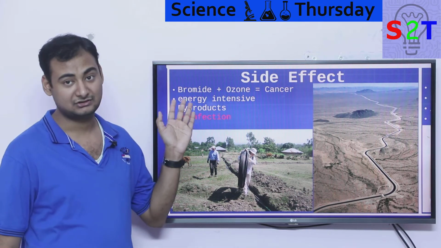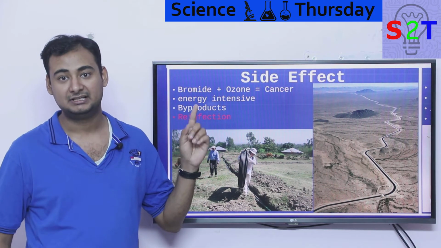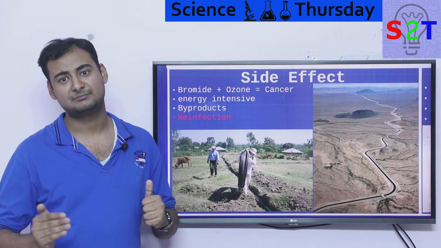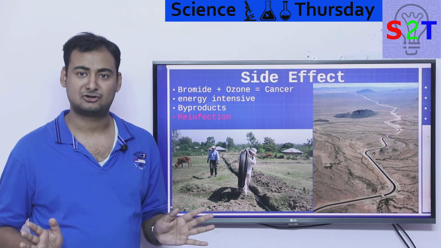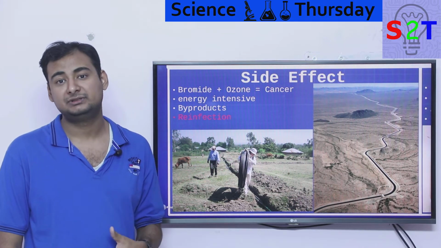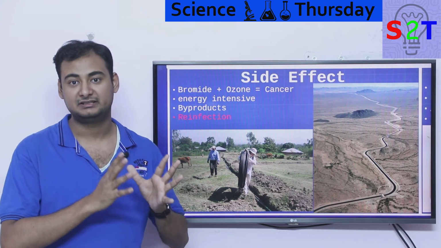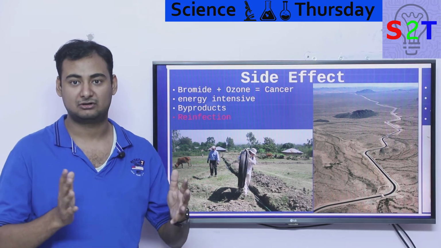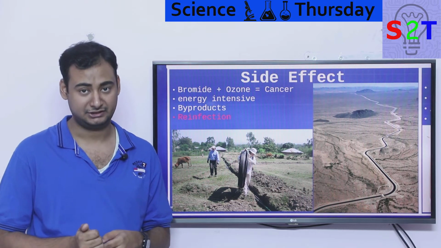So this is why, before you use ozone, you must check your bromide level. If it's below a certain threshold, like 10 parts per million, you're okay. But if it's anything above that, the government will flat out ban you. Then, it's very energy intensive. If you are only doing this for biological contamination reasons, basically making sure you don't get sick from cholera or things of that nature, it's not very efficient. You want to use UV for that sort of scenario.